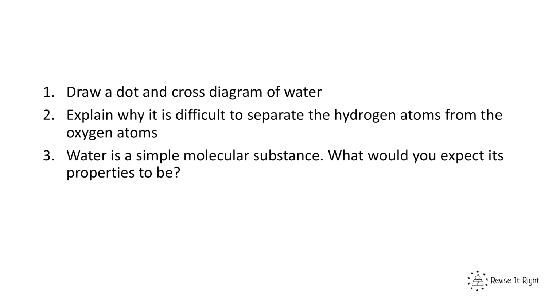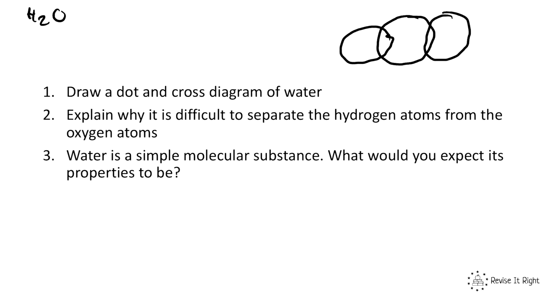Okay, so question 1, a bit of a throwback to a previous video. Draw a dot cross diagram for water. Okay, so it's going to look something like this because it's H2O. So what do we have in H2O? Well, we have two hydrogens. They each have one electron in their outer shell. So that's the two hydrogens, and then the oxygen. Oxygen has 6 electrons in the outer shell as it's in group 6. So what does that mean? Oxygen needs 2 and hydrogen only needs 1.